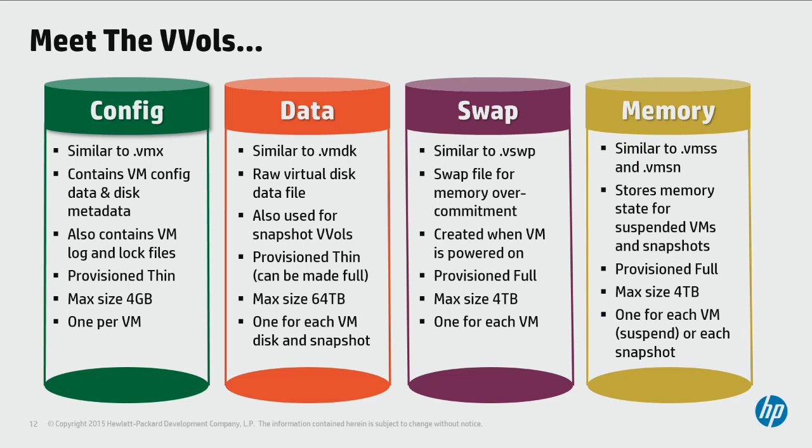Finally, the memory one. This is similar to, if you take a snapshot of a VM or suspend a VM and we want to preserve the memory state of the VM, the memory VVol will do that. That's where we store all the memory contents. That's provisioned full as well. The max size, again, is 4 terabytes, which is the amount of memory we can assign to a VM. It'll actually equal the size you have assigned to the VM, though. There'll be one for each VM if you suspend it, or one for each snapshot. So if I'm taking multiple snapshots and including the memory state, there'll be one of these files for each of those.